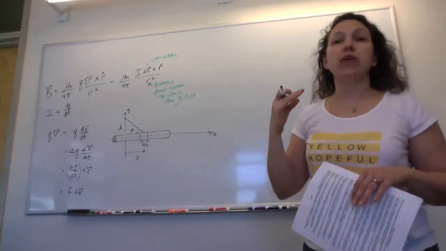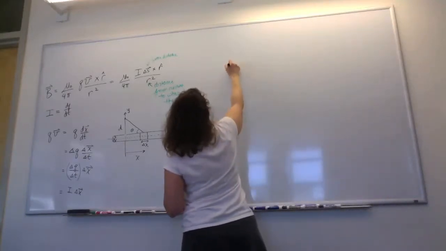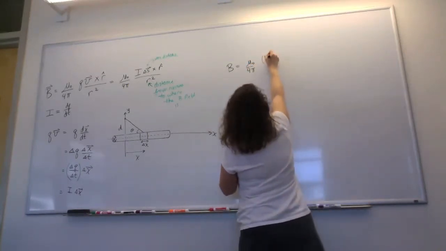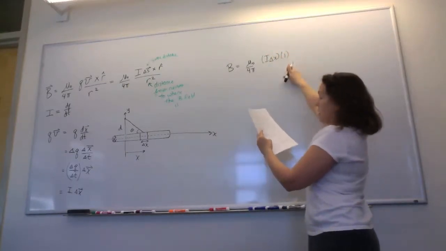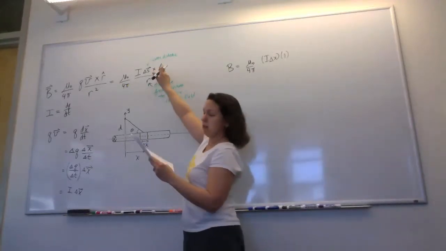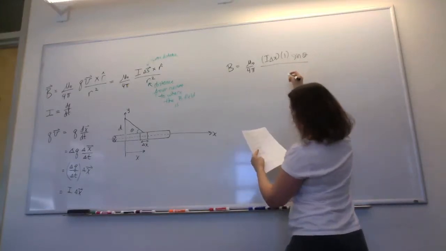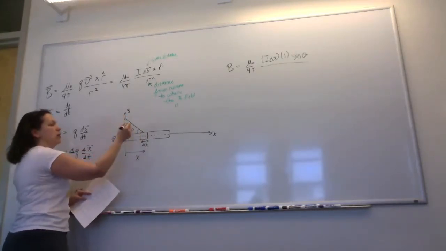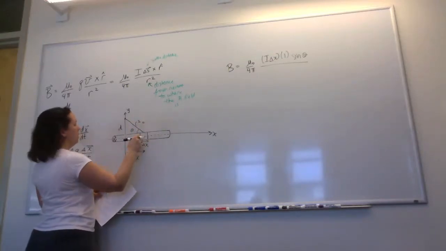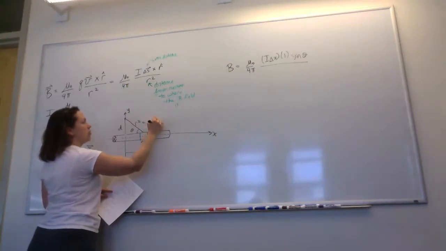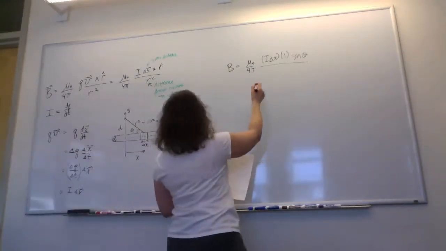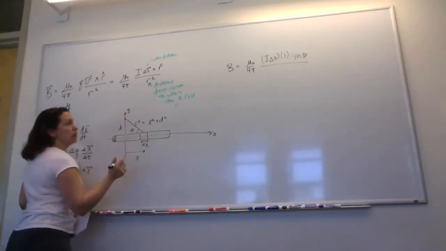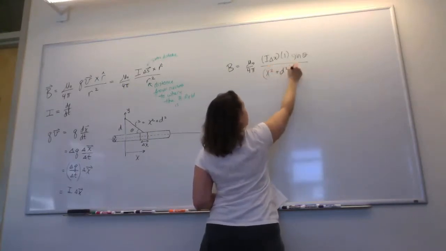So now I'm just going to focus on the magnitude of the magnetic field. What I have is mu naught over 4 pi times I delta x times 1, that's my r hat, times the sine of theta, divided by the distance between that little segment of current and here. So r squared is equal to x squared plus d squared, all of that stays squared.